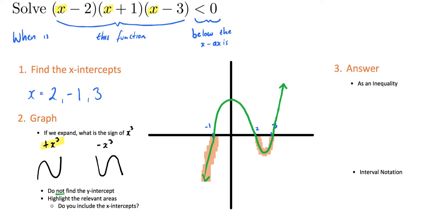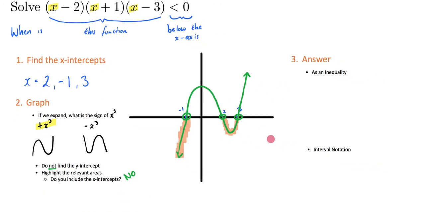I've also written here, do you include the x-intercepts? That's very important to consider. Do I include the x-intercepts? And the answer to this is no, I do not include the x-intercepts because it simply says below the x-axis. It's just less than 0. It is not less than or equal to 0. It's just less than 0. So if you wanted to remind yourself of this, you could put open circles here to remind yourself that you're not including them. That's a big mistake that people make. So putting open circles can just help you remind you of that fact.